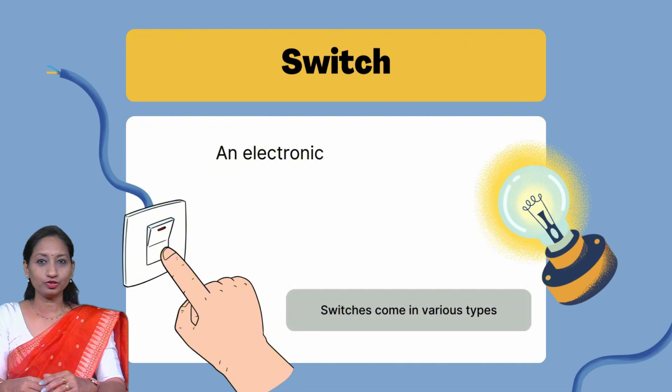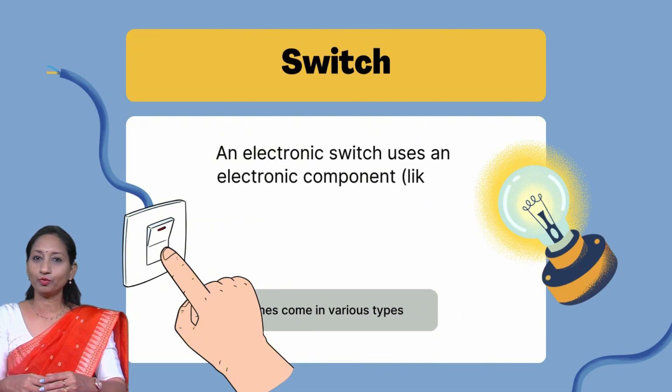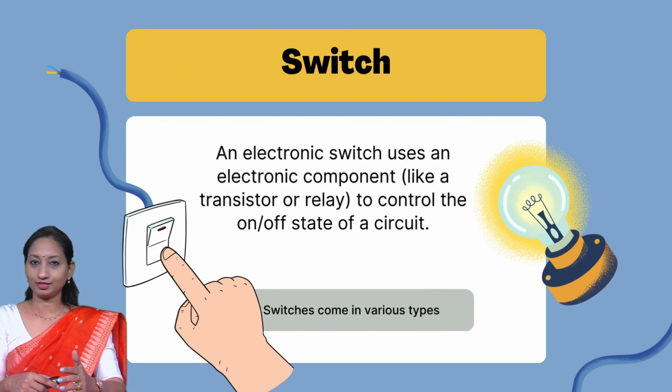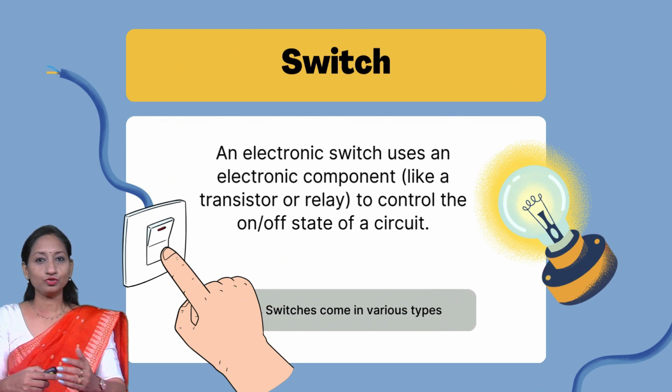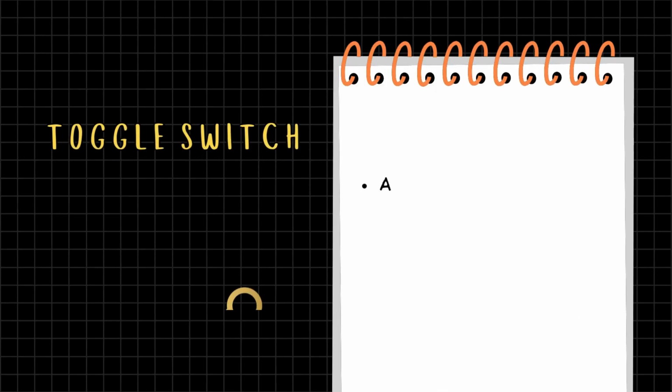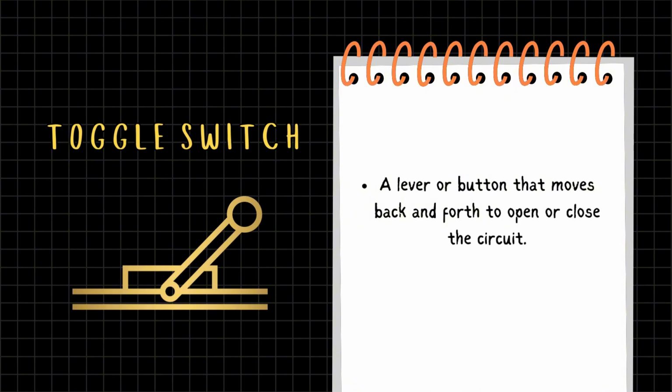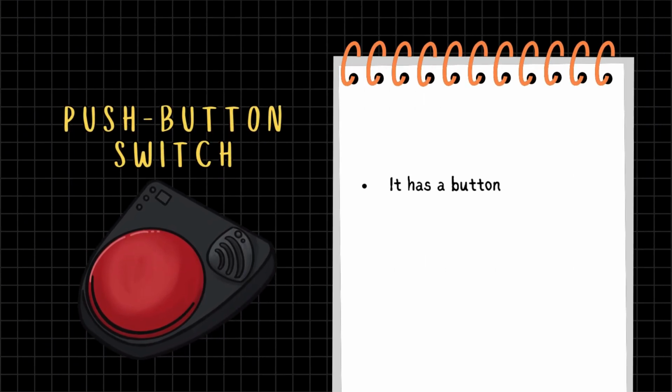An electronic switch uses electronic components like transistors or relays to control the on-off state of the circuit. Switches come in various types. Some of the types are: number 1, toggle switch, a lever or button that moves back and forth to open or close the circuit. The next one is a push button switch. It has a button that when pressed opens or closes the circuit.